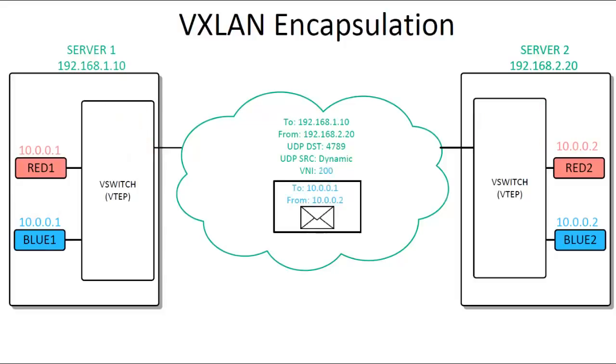For the blue tenant, things will look almost exactly the same, since the blue tenant is using the same IP addressing as the red tenant. The critical difference, however, is the blue tenant is assigned a different VNI, in this example VNI 200. Through VNIs, traffic is logically separated.